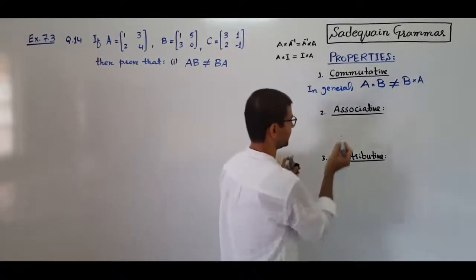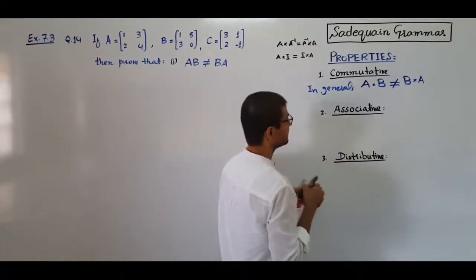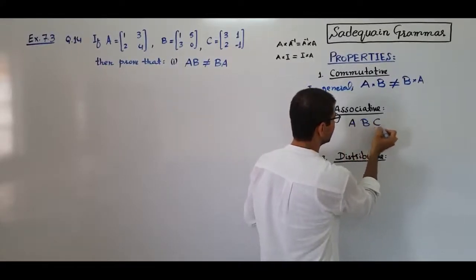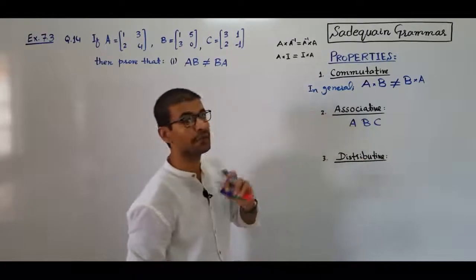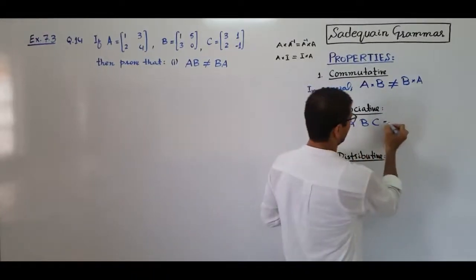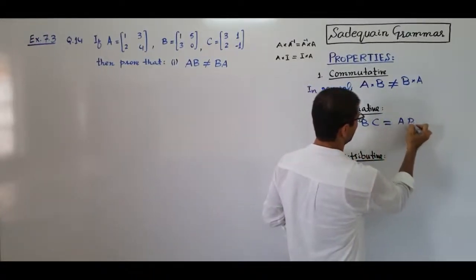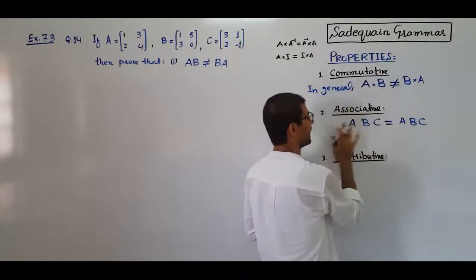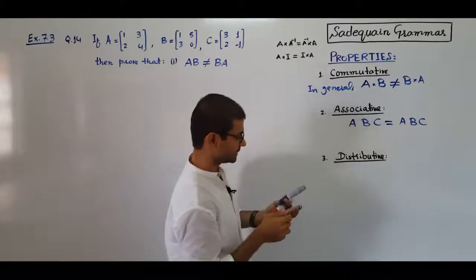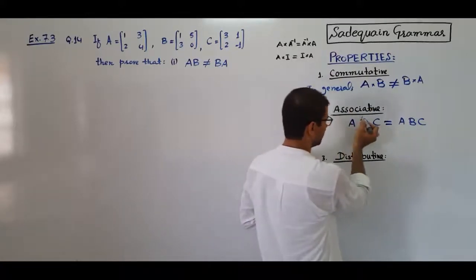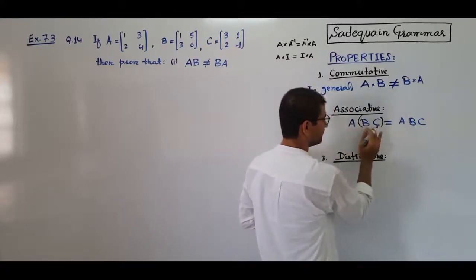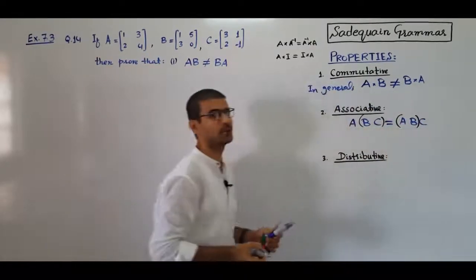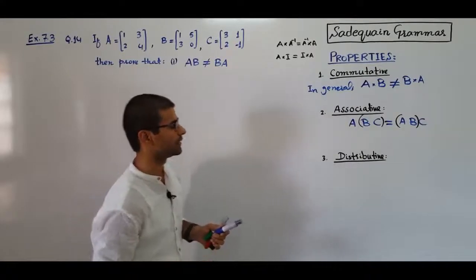Associative property. First, consider three matrices A, B, C. Associative property of multiplication: (AB)C equals A(BC). In commutative, we change the order, but in associative, we don't change the order. Just put brackets on BC and here on AB. This property is known as associative property.